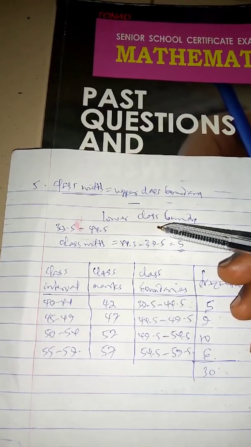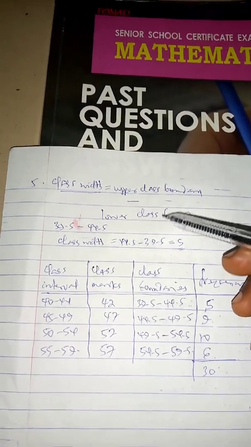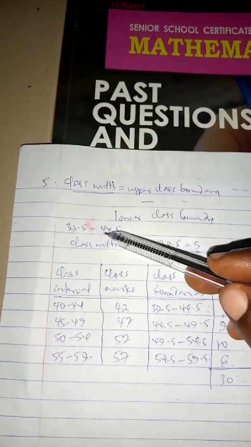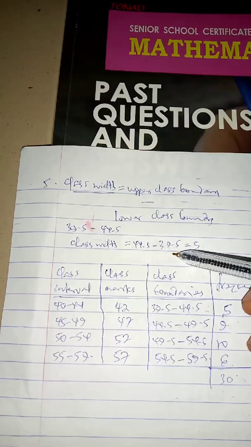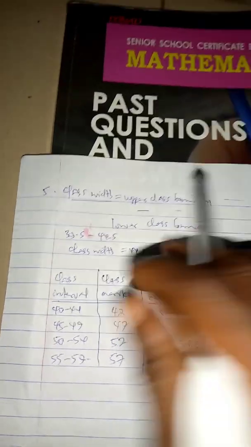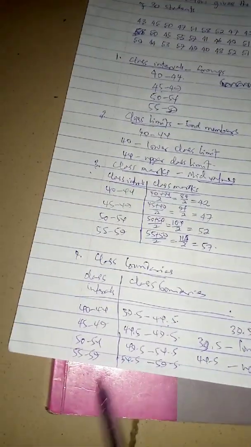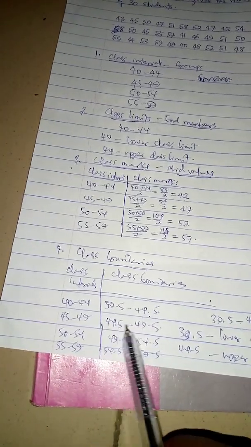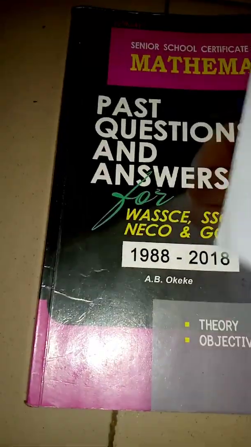Don't use your class intervals. Use your class boundaries. If you take the first class, you say 44.5 minus 39.5, which will be 5. Similarly, for this class, you say 49.5 minus 44.5 to also be 5, and so on. The class width will be the same throughout.